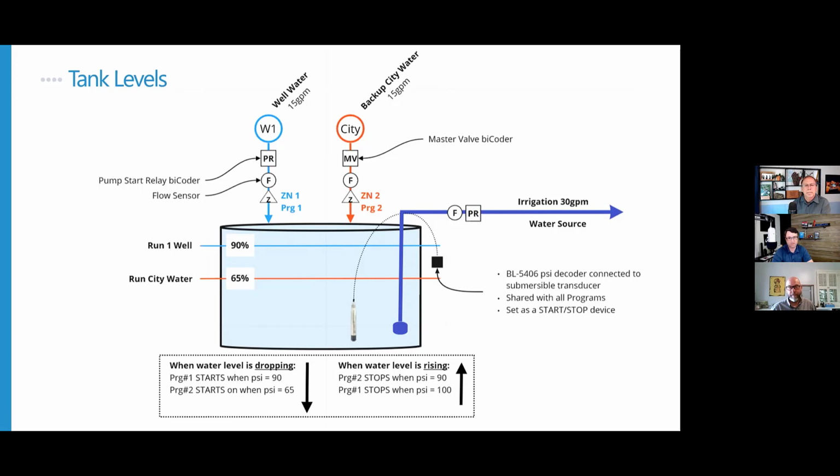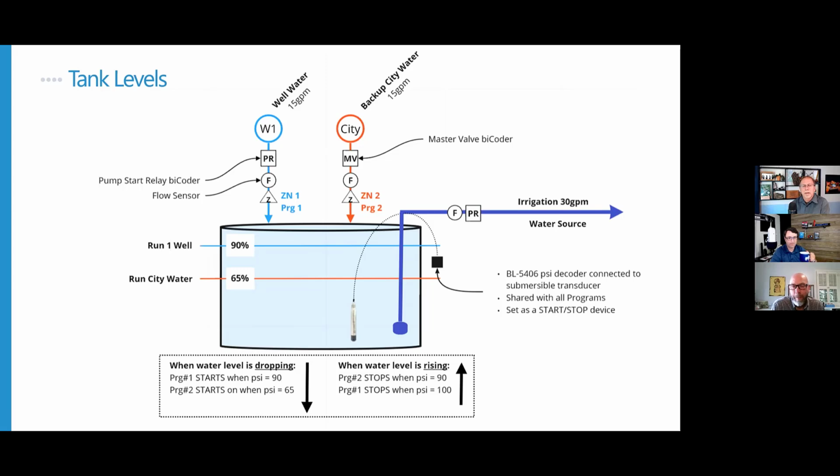And it's just a beautiful thing to watch remotely because you can watch the pressure transducer, you can watch the level drop, you can literally watch it hit 90%. You can see well number 1 come on, and then you can see the water level go back up because we're reading the level in that tank. It's pretty amazing, and it's only done with that one simple device.